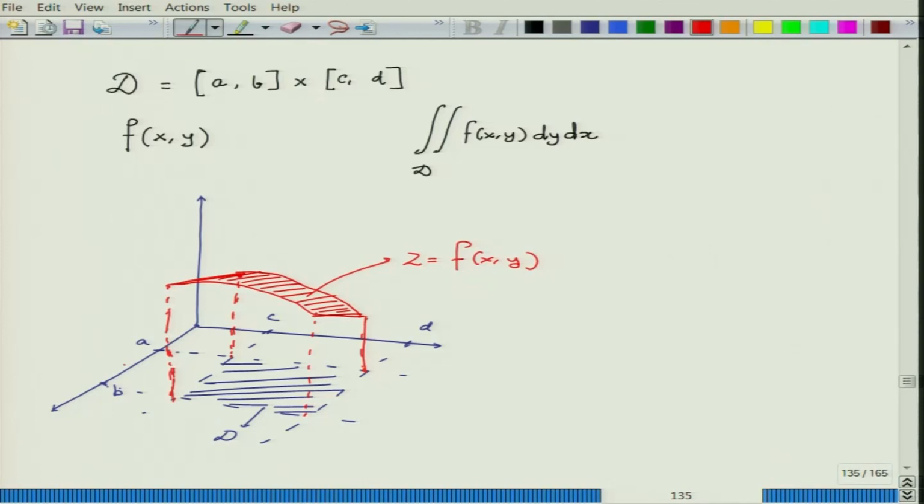fix an x naught. X naught is fixed. And then I actually cut this at x naught along the line perpendicular through x naught crossing the domain D. I just cross a plane which is perpendicular to the line which passes along the line perpendicular to the x axis passing through x naught. So, there will be a slicing here.